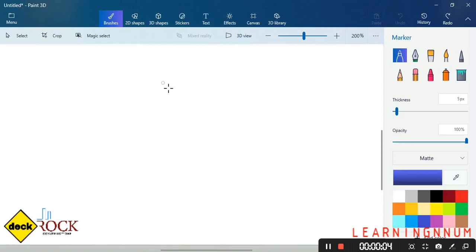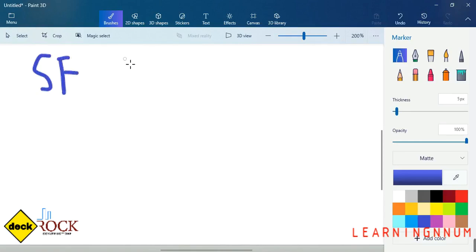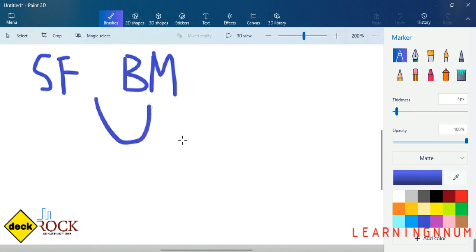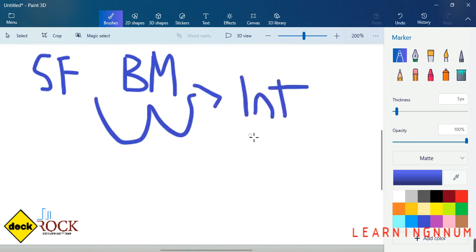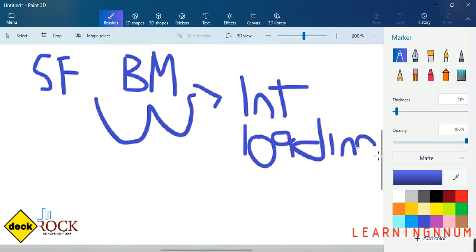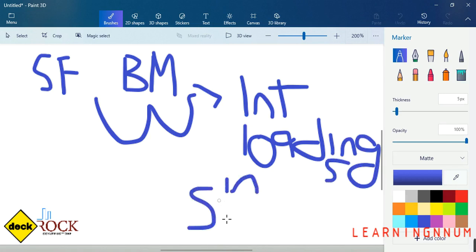Okay, so today we will learn what shear force and bending moment are. SF stands for shear force and BM stands for bending moment. Now, what actually are these two things? Shear force and bending moment both represent internal loadings in structural members, or simply in structures.